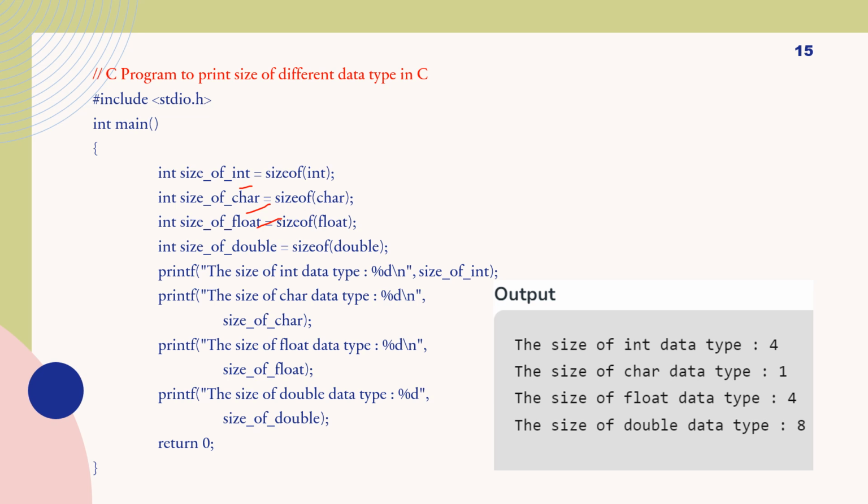Here all the declarations are made, and if we use sizeof, you can see the size of the integer data type is 4, the size of the character data type is 1, the size of the float data type is 4, and the size of the double data type is 8. So we can use this sizeof to get the actual size of the data type.